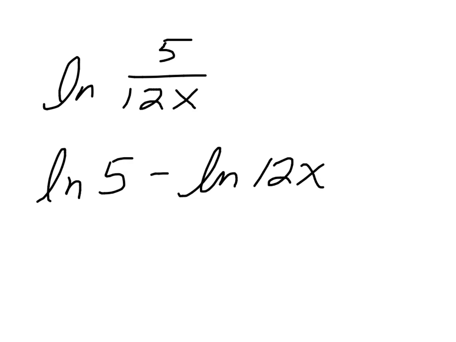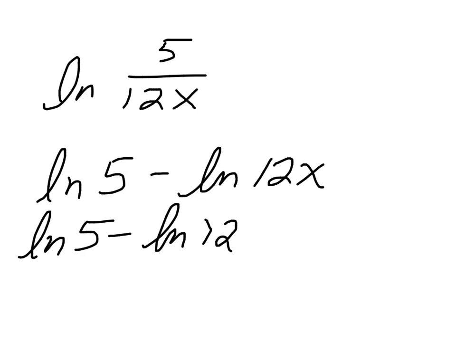12x came from the bottom, right? So if you went ln of 5 minus the ln of 12 plus the ln of x, you're wrong. Here's the reason why. If you were to put that back together, which we'll do tomorrow, you would have 5 divided by 12, and then you'd have it times x, which would be 5x divided by 12, not 5 divided by 12x.